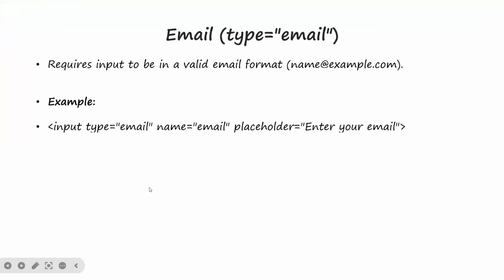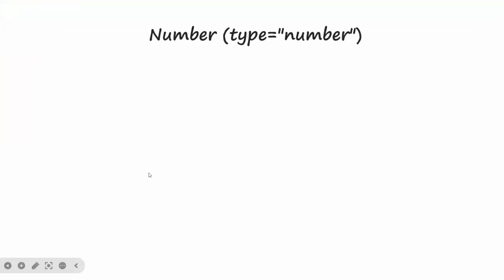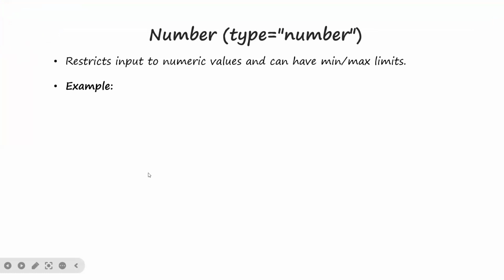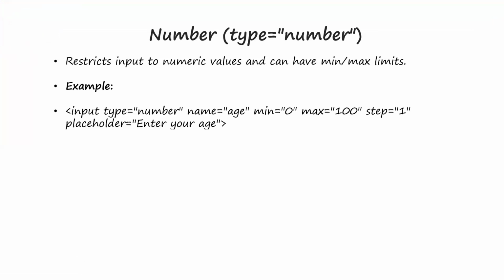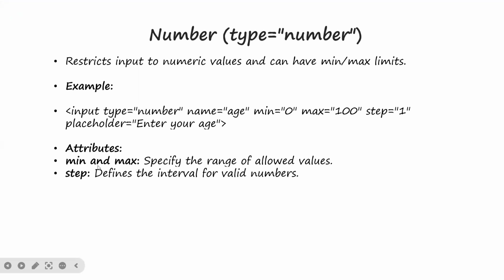There's another type. We also have the number. This number type restricts input to numeric values and can have minimum and maximum limits. If you want to collect somebody's age, you want them to type in numbers, not just text. You can have the min, the max, and the step attribute for this. The min says you cannot go less than this minimum. You cannot go more than this maximum. And step is like the interval for the valid numbers.